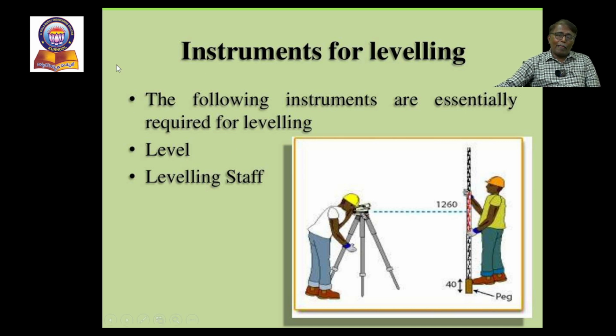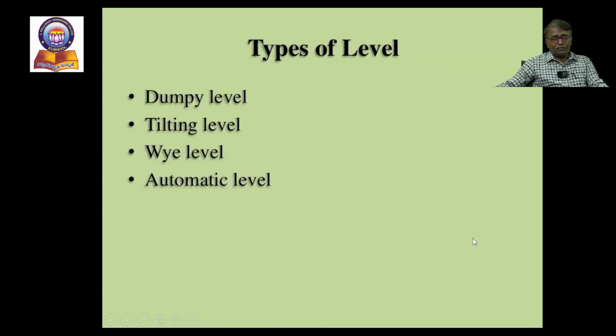Next, we'll study the instruments used for leveling. The following instruments are essentially required for leveling: level and tripod, and leveling staff. Two instruments are required. Level is an optical instrument, and a tripod, generally a telescopic tripod, is provided, and a staff which is marked with the reading.